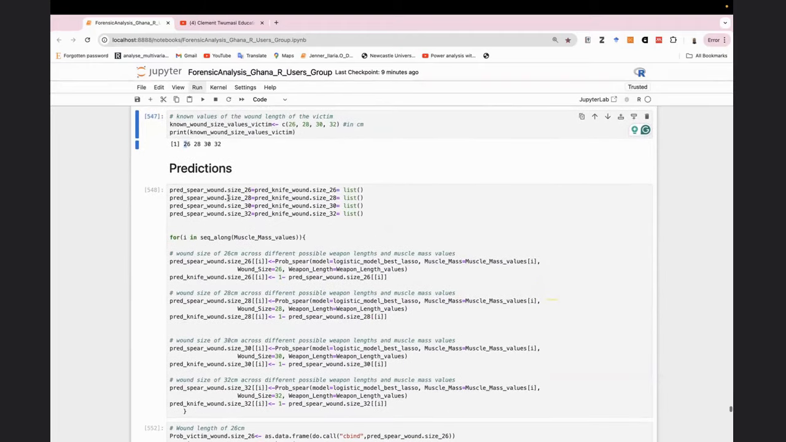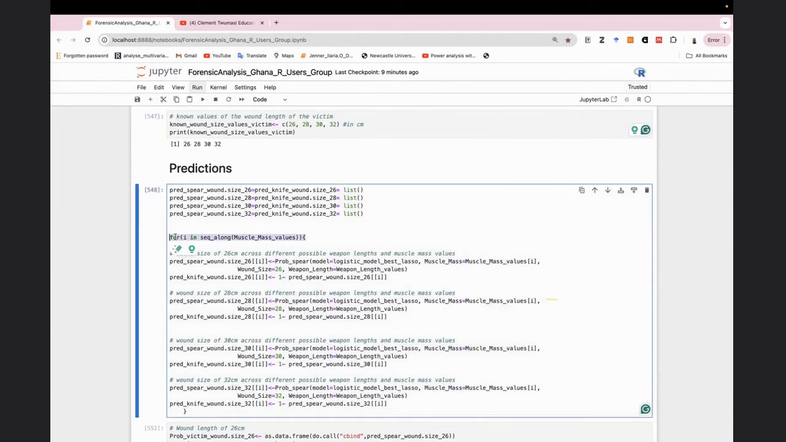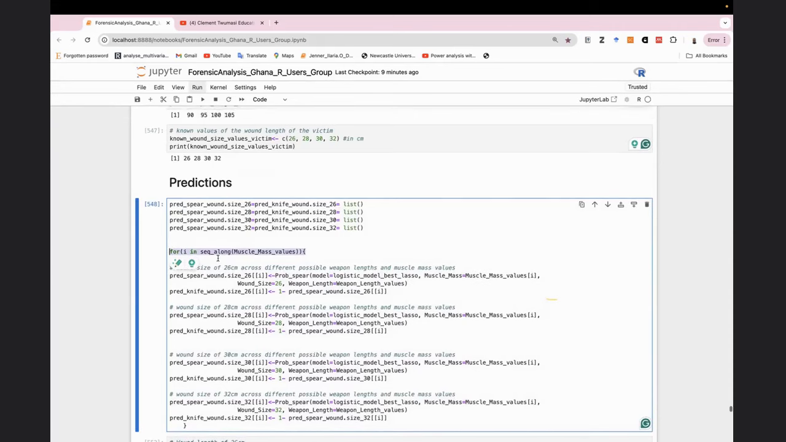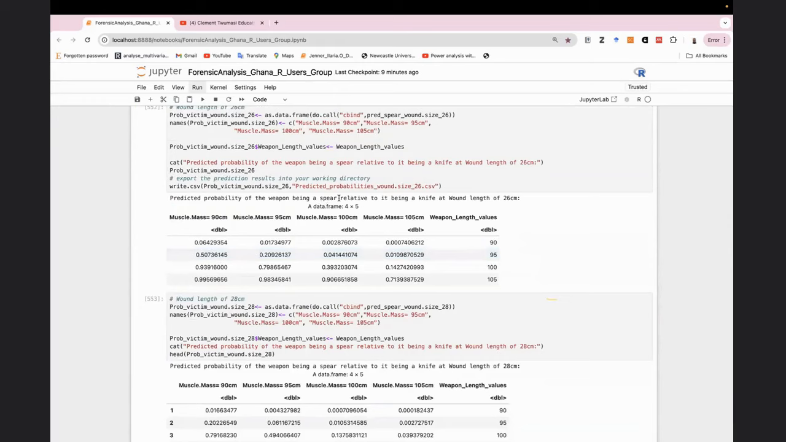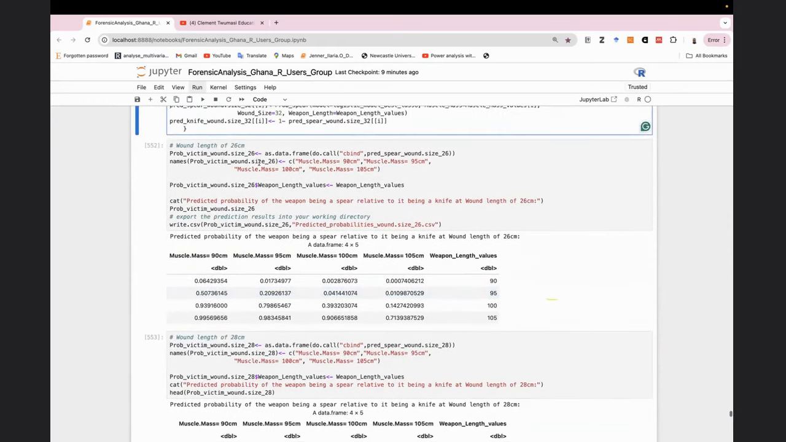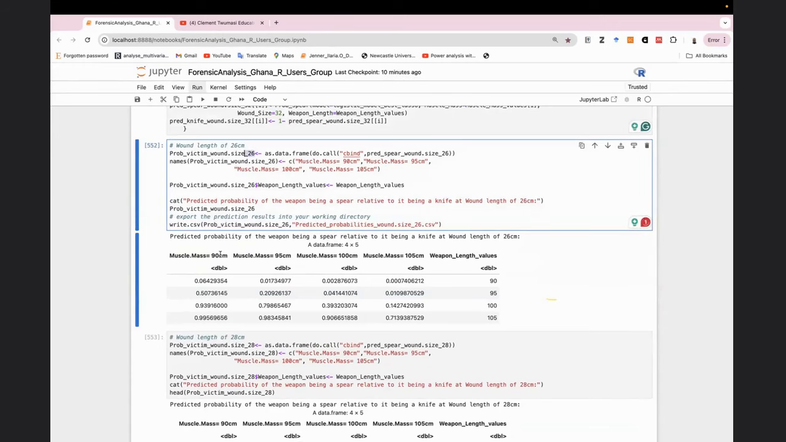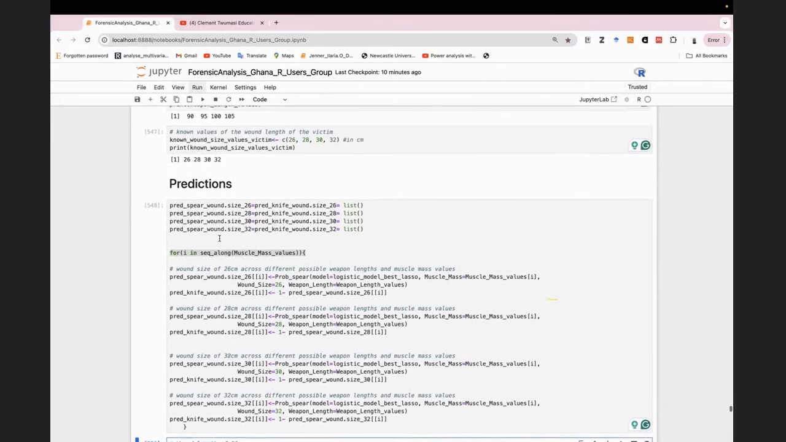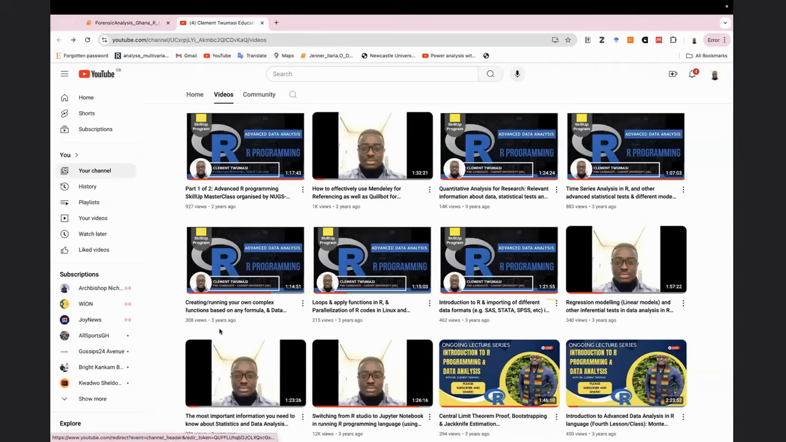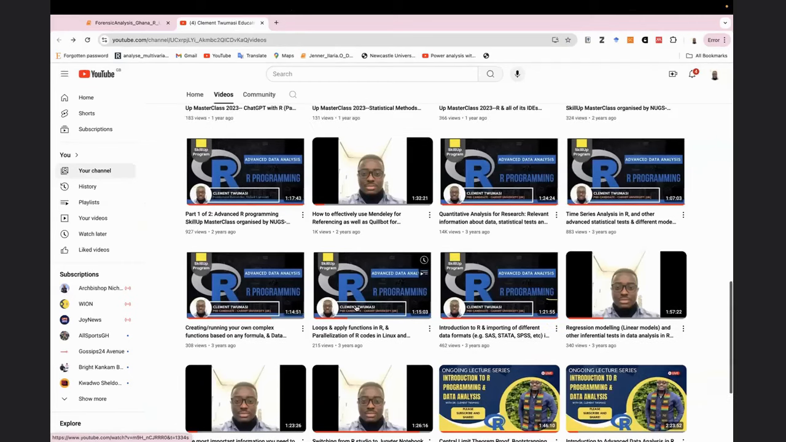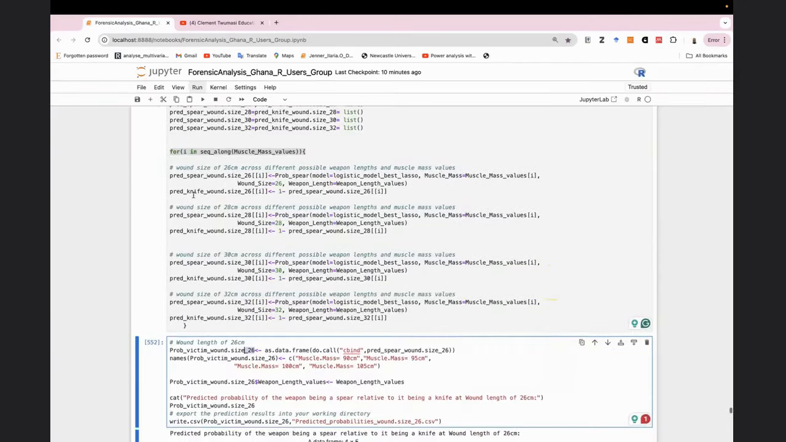So this is why, when you learn how to create functions, you hear things about for loops. With the loop, you are able to do all these combinations at the same time. So at each wound size, I now have particular data looking at the predicted values. If you go to my YouTube channel, there's a whole video on loops and apply functions, and you'll understand how it works. It's quite simple.